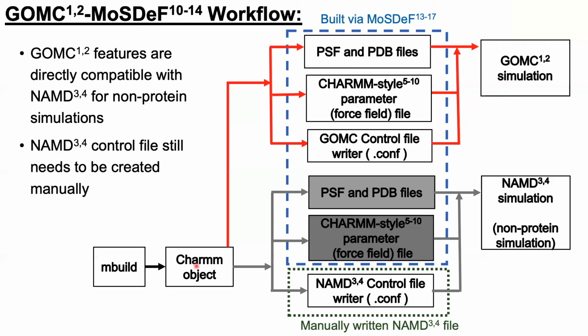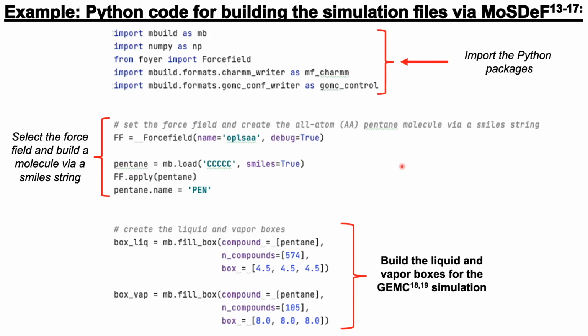In the same way, in NAMD, we can generate the PSF and PDB files automatically and the CHARMM style parameter files. And these are virtually the same for GOMC and NAMD, aside from the fact that if you're using fixed bonds or angles in any molecule, GOMC is slightly different. We're going to go over an example of building the GOMC files that are required for a simulation using MoSDeF.